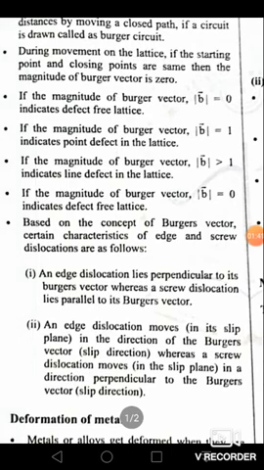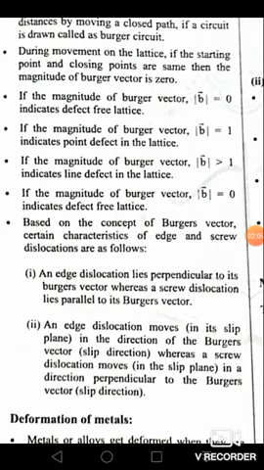During the movement on the lattice, if the starting point and closing point are the same, then the magnitude of Burgers vector is 0. It is something like starting at the same point and reaching the same point, like a displacement, right? If you go from some place to another place and again come back to the same place, your displacement is 0. Similarly, here also, if the starting point and closing point are the same, then the magnitude of Burgers vector is 0.